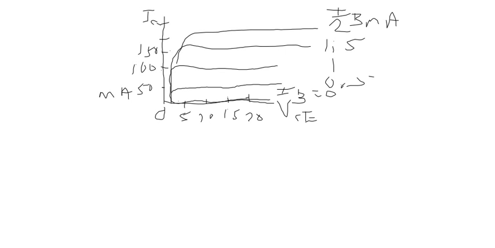So that's a family of curves, we call it. And I didn't draw the last one very well. This is really going to go pretty much straight up until it kicks in. The bottom line here where IB is 0, we call that the cutoff region. The vertical part right here, we call that the saturation region.